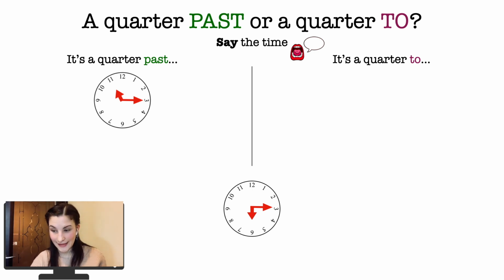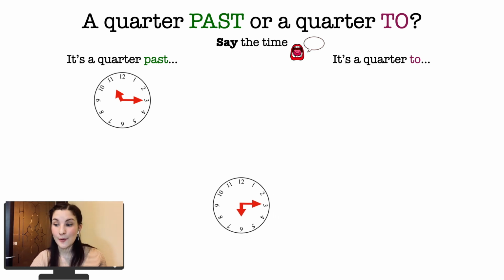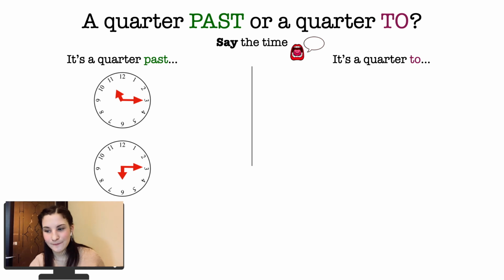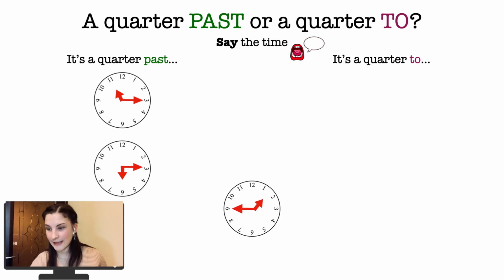Next one. Again, it's on the right side. The right side is called past. So it's a quarter past. Can you name the time? It's very easy. It's a quarter past 6. 6:15.